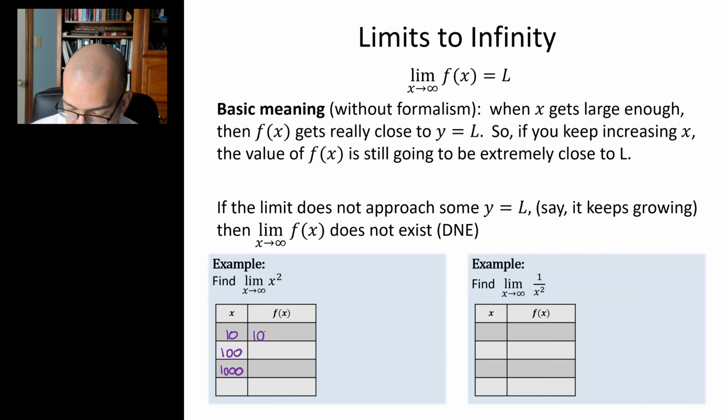We're going to get 10 squared, which is 100. F of 100 is 100 squared, which is 10,000. 1,000 squared is going to be 1,000,000. As x gets larger and larger and larger, the output, or the y value, or f of x, gets even larger.